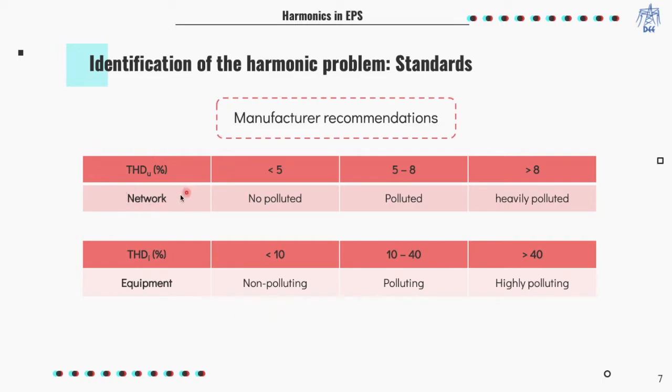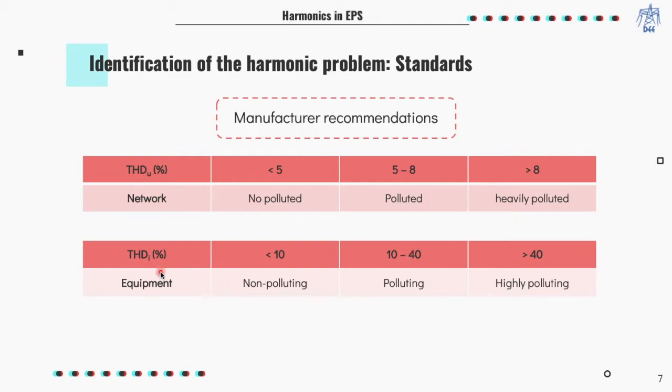Regarding the network voltages, a total harmonic distortion of the voltage below 5% identifies non-polluted networks. A total harmonic distortion of the voltages between 5 and 8% identifies polluted networks. Heavily polluted networks are identified with total harmonic distortion of voltages above 8%.